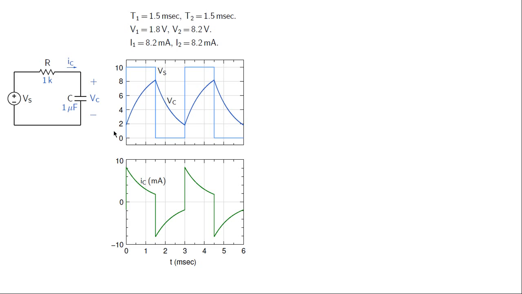The simulation results are shown in these plots. This is our input voltage, that is the capacitor voltage, and that is the capacitor current in milliamps. Now Vc is going from 1.8 volts to 8.2 volts, and that agrees with these results here. And I1 goes from plus 8.2 milliamps to minus 8.2 milliamps.